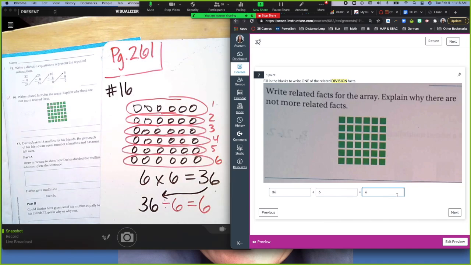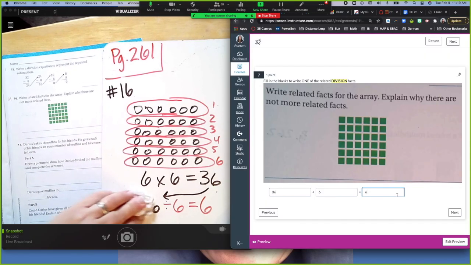I'm a little slower at math. So if you are getting this like rapid fire and I'm going too slowly for you, I'm sorry. I like to draw it out and really see it.